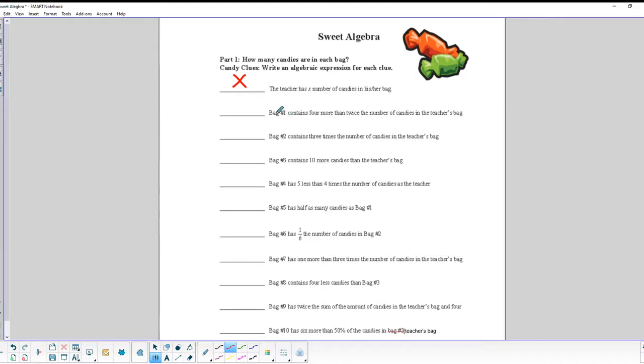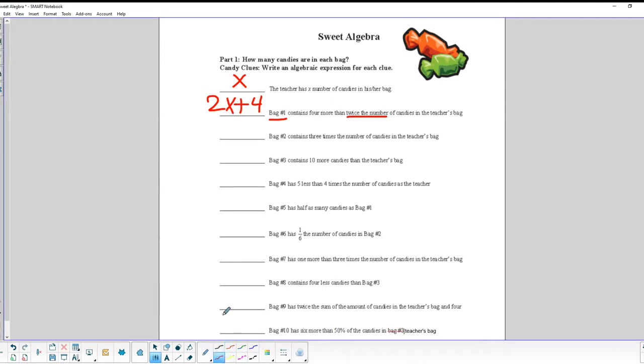The next statement says bag number 1 contains 4 more than twice the number of candies in the teacher's bag. So that means we're going to be adding 4 to whatever is in the teacher's bag. We know that the teacher's bag has X in it, and we have twice that number as well. So we're going to complete this statement by writing 2x plus 4.